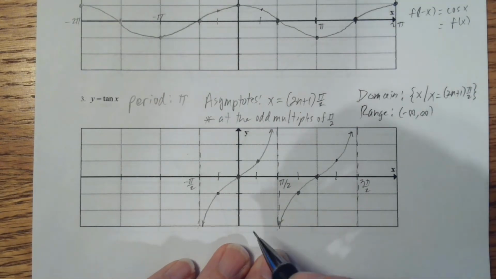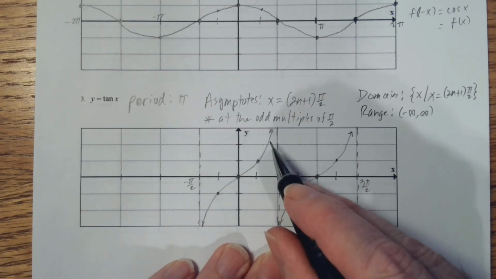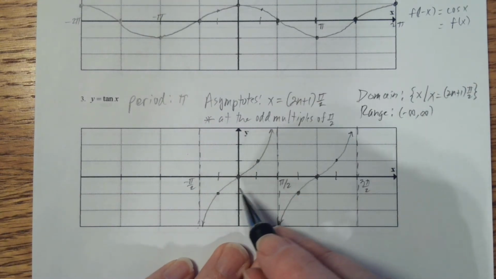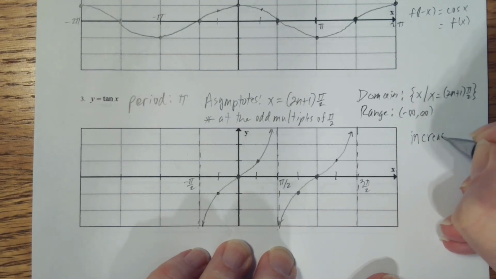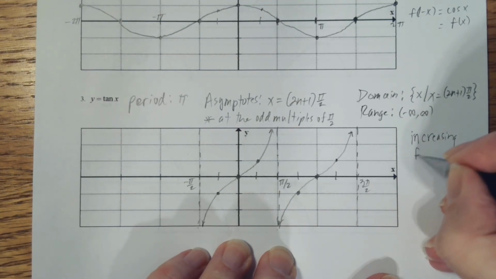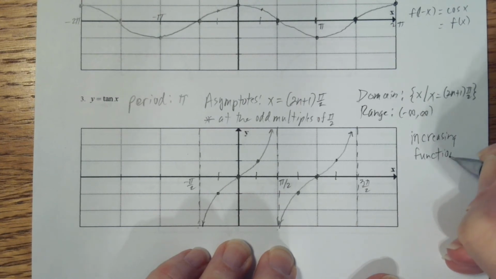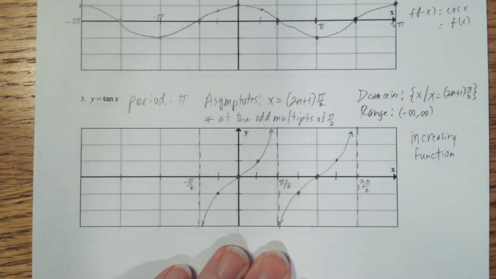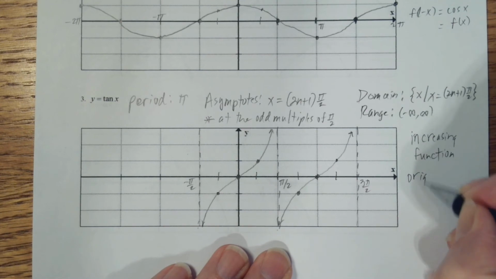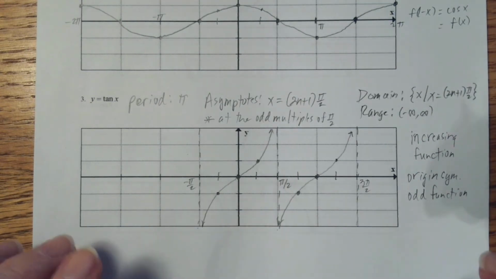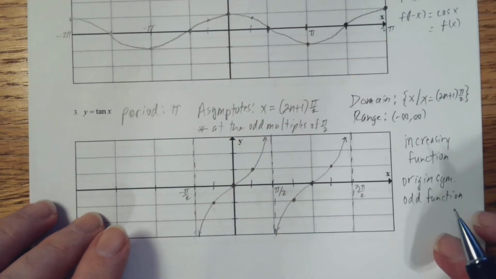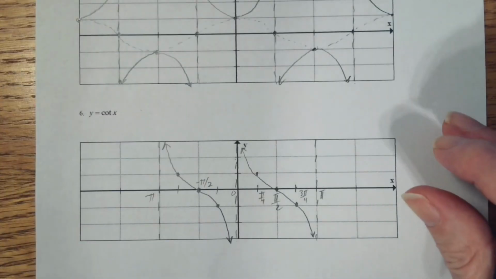Another key feature here is this is an increasing function. From left to right, we're always rising. So an increasing function. And you should also notice we have origin symmetry here, which means this is an odd function, and we'll just leave it at that. We've talked about those before. Let's move on to cotangent.